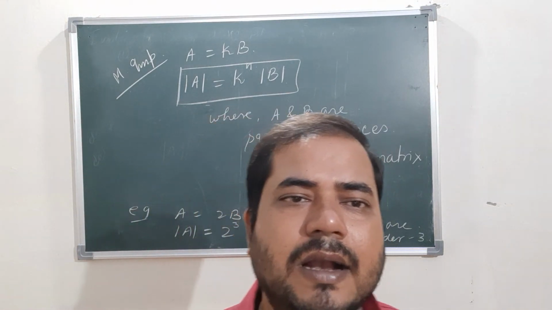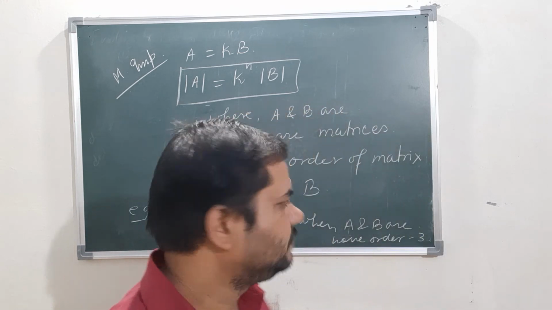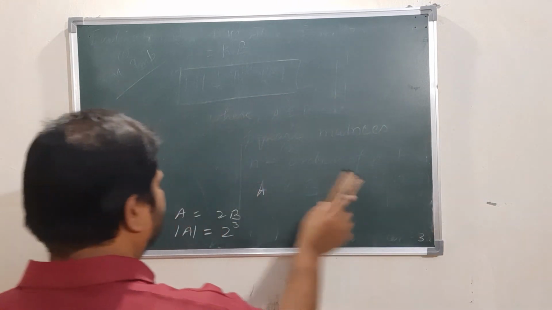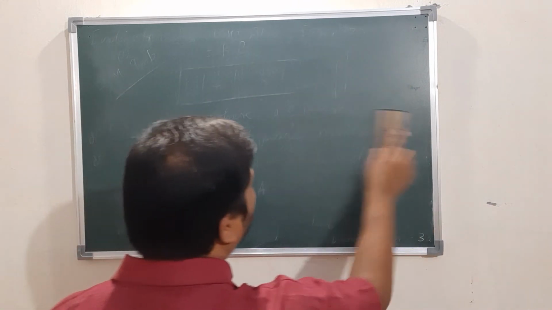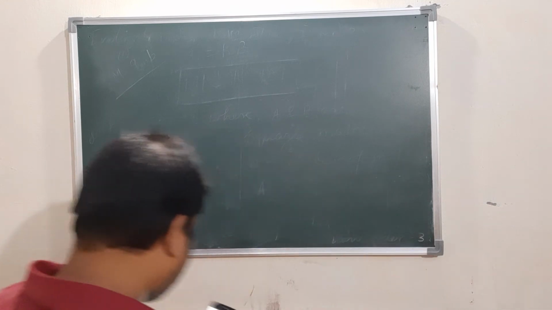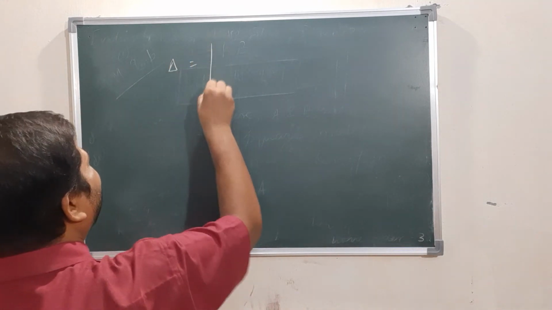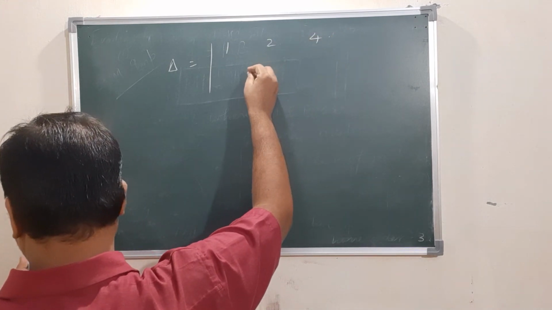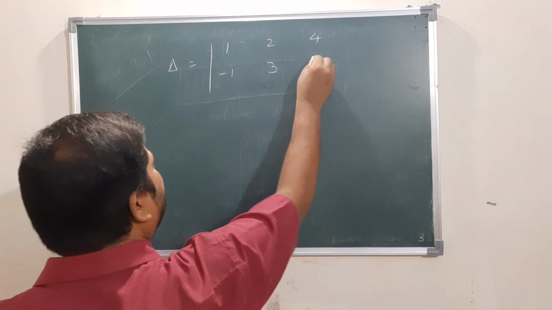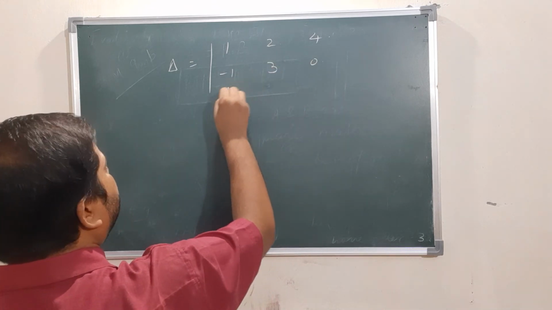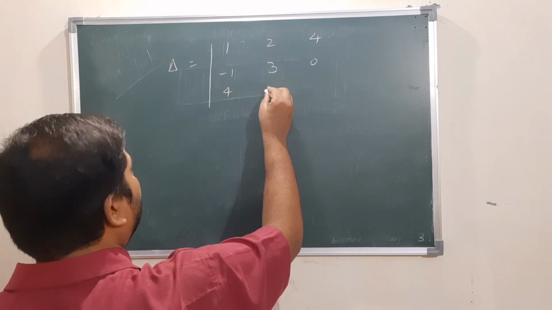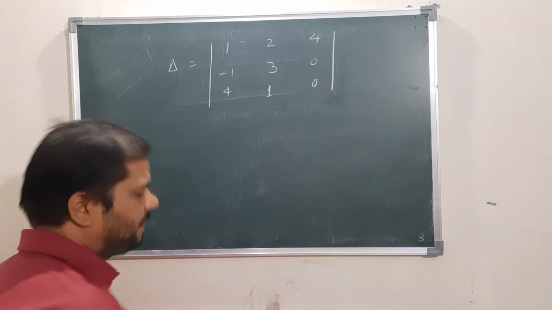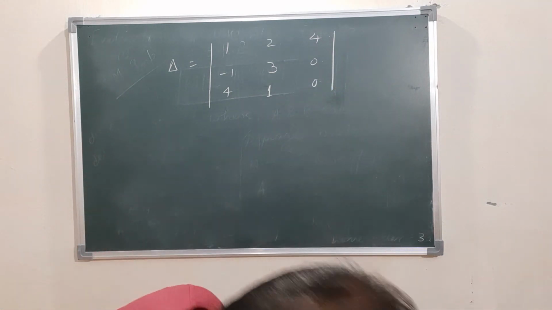Evaluate determinant delta is equal to 1, 2, 4; minus 1, 3, 0; 4, 1, 0. Okay? So, we have to evaluate this one.